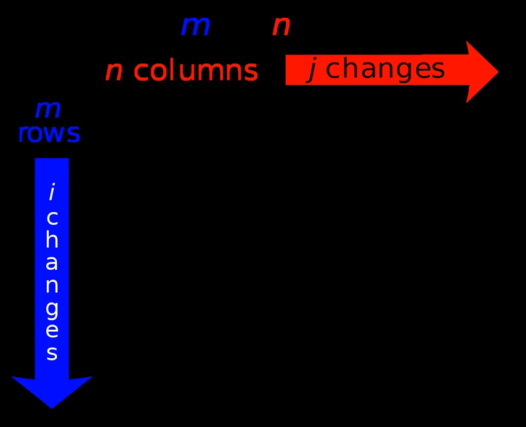Matrix multiplication. Multiplication of two matrices is defined if and only if the number of columns of the left matrix is the same as the number of rows of the right matrix. If A is an m by n matrix and B is an n by p matrix, then their matrix product AB is the m by p matrix whose entries are given by the dot product of the corresponding row of A and the corresponding column of B.